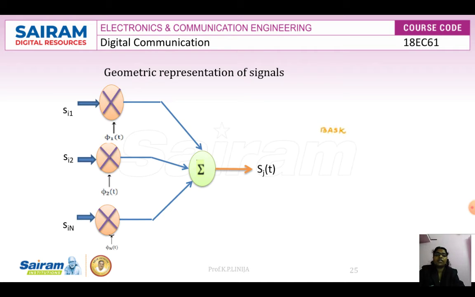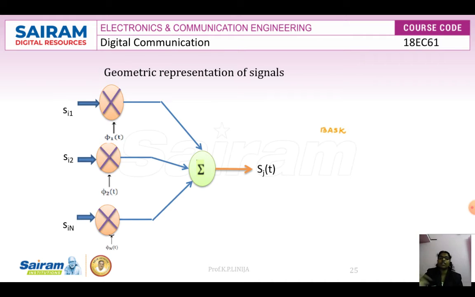Suppose you take binary amplitude shift keying. That means the digital modulation technique we are using is binary amplitude shift keying, or binary phase shift keying, or binary quadrature phase shift keying. Assume that now we are going to consider binary amplitude shift keying. We know that in this modulation scheme, whenever the input data is 1, the signal is transmitted, and whenever the input data is 0, there is no transmission.